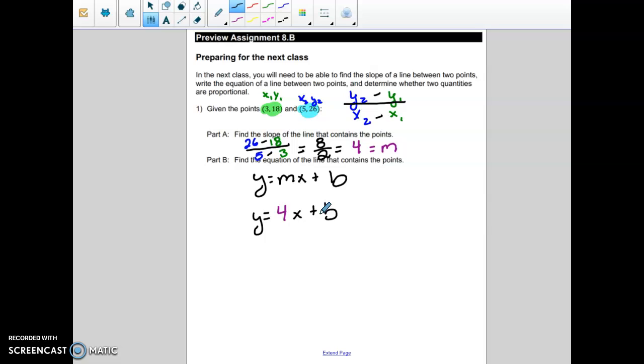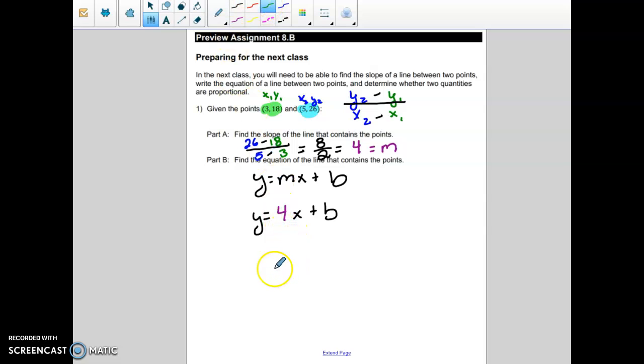Now we're still missing our y-intercept, that b value. So the next step in this process is to pick one of the points above, and we're going to substitute that in for x and y. I'm going to go ahead and use the green point of (3, 18), so an x value of 3, and a y value of 18. If we were to use the blue value, we would still get the same y-intercept because these are all on the same line.